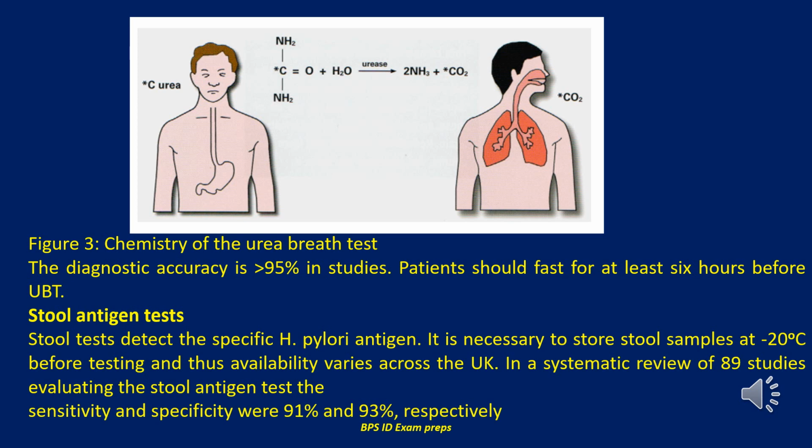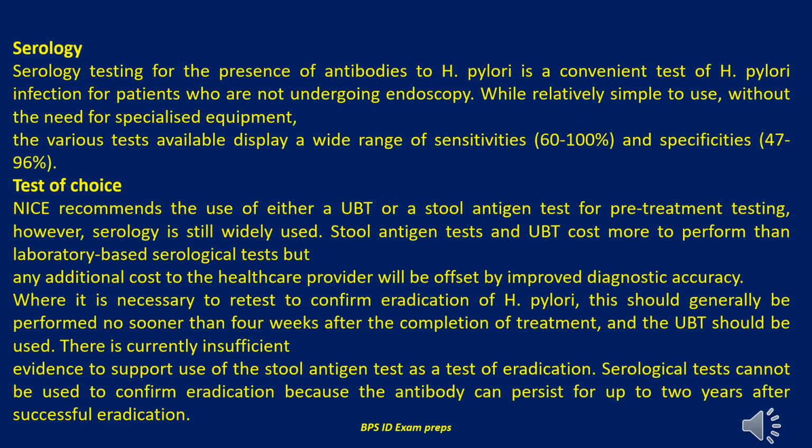Stool tests detect the specific Helicobacter pylori antigen. It is necessary to store stool samples at -20 degrees Celsius before testing, and thus availability varies across the UK. In a systematic review of 89 studies evaluating the stool antigen test, the sensitivity and specificity were 91% and 93%, respectively. Next we will discuss serology.